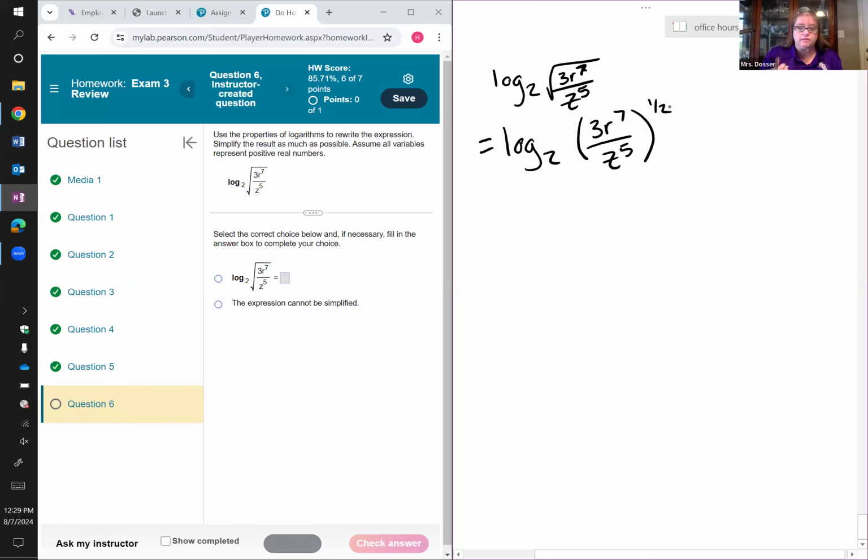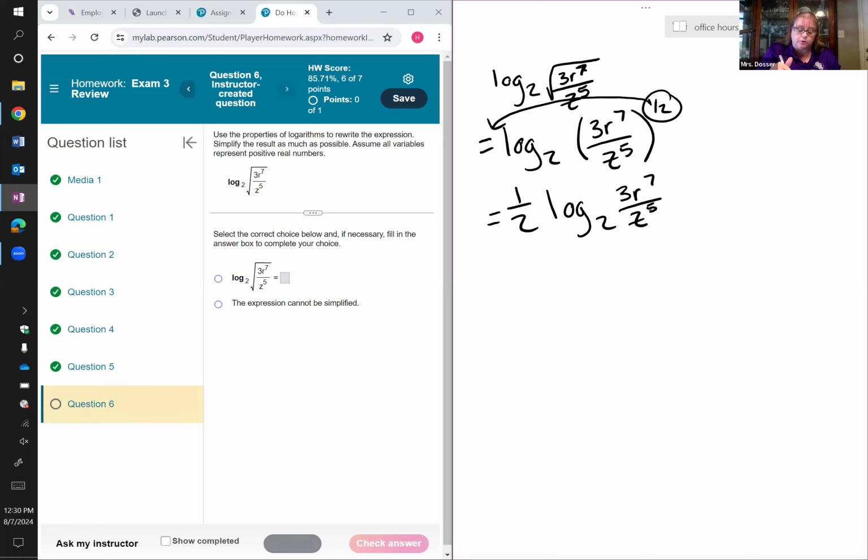Now we can use our power rule because what we're taking the log of is ultimately this whole thing raised to a power. So we can use the power rule to undo that power. So remember with the power rule, the power comes around front as a multiple. So we end up with 1/2 times the log base 2 of 3r to the 7th over z to the 5th. Now what we have the log of is ultimately a quotient, something over something. And so we need to break up that quotient before we can do anything about the product or the powers.